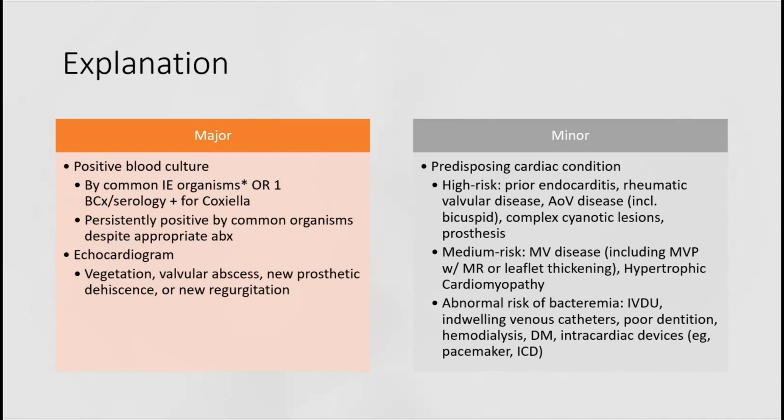And these are some patients with abnormal risks of bacteremia, such as increased risk similar to IV drug use, and others include indwelling venous catheters, poor dentition, if they're on hemodialysis, has a history of diabetes, or has intracardiac devices such as pacemaker or ICD.